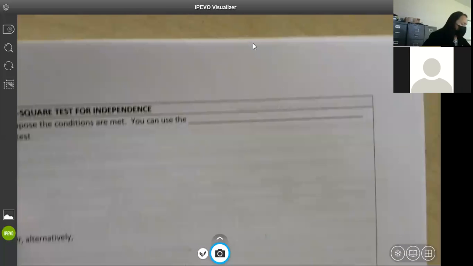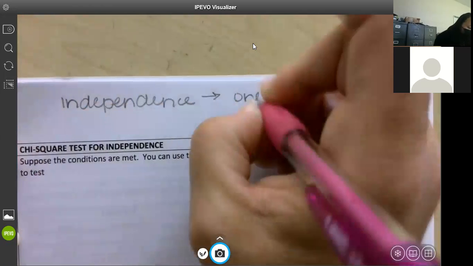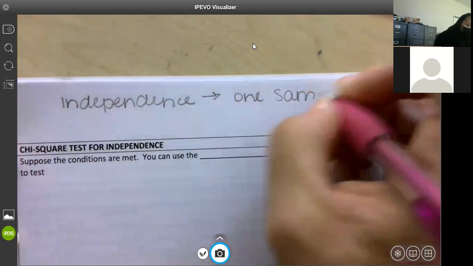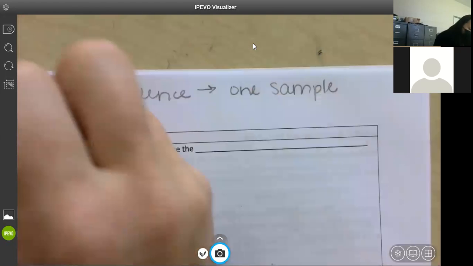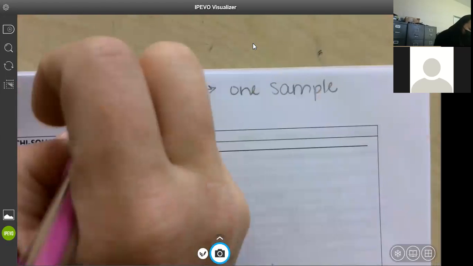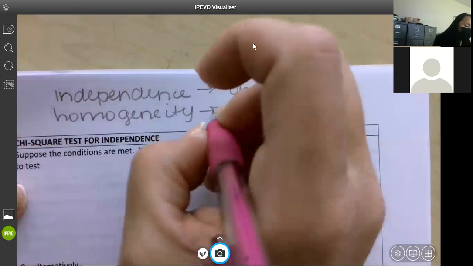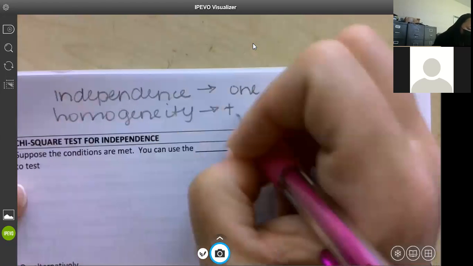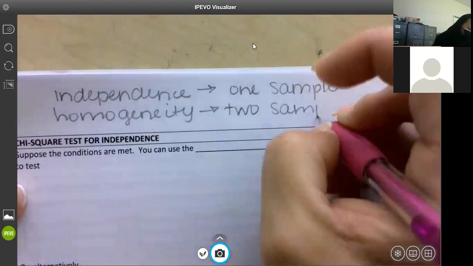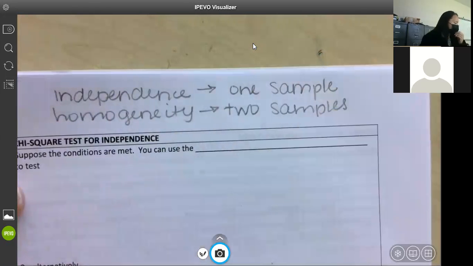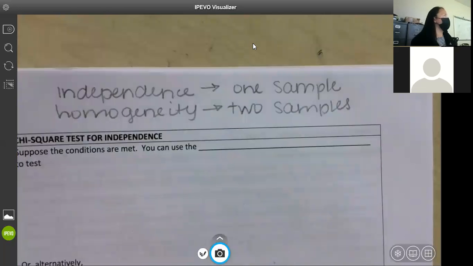And then just to remind you at the top up here, independence is 1 sample, and homogeneity is 2 samples. And it could be more than 2 samples. It's just more than 1. I guess I should have just said more than 1 sample.